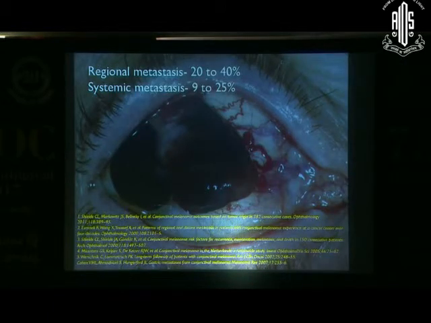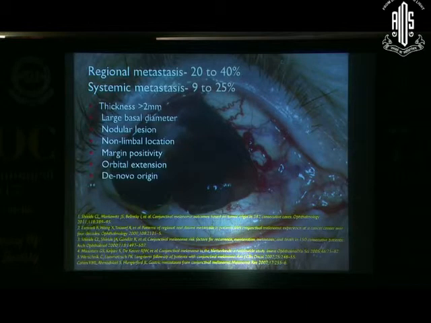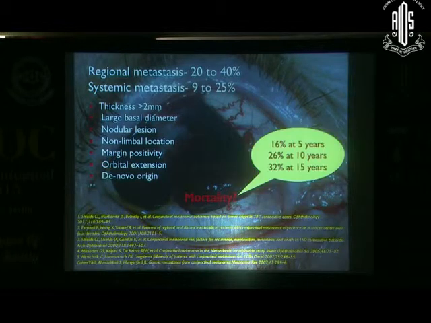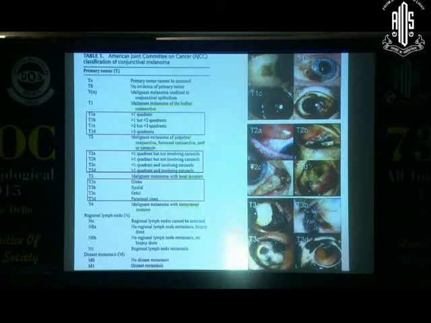Now, the most important thing about conjunctival melanoma that I want to stress here, more than squamous cell carcinoma, is the regional metastasis and systemic metastasis, which is very, very high. Now, this depends upon certain clinical features which you have to diagnose in your clinic: thickness of more than 2 millimeters, large basal diameter, nodularity, non-limbal location, positivity of the margin after excision, orbital extension, and de novo origin. Can you guess the mortality in conjunctival melanoma? Very, very high. It's 32% at 15 years. So you have to be very careful in assessing and even surgically treating these patients.